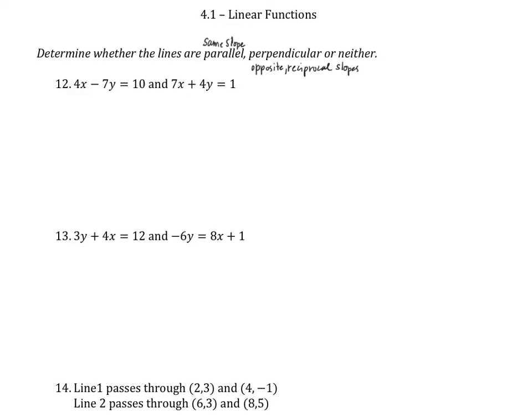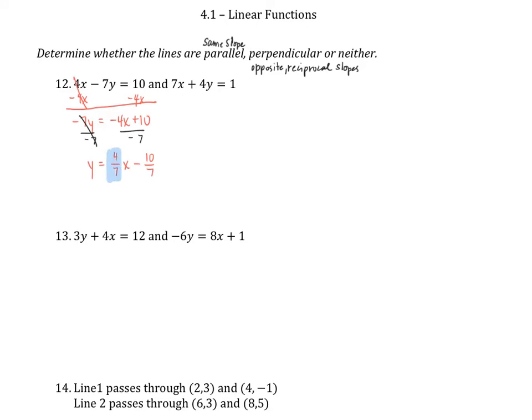So for this first equation, we're going to start by subtracting the x from both sides. So our goal is to get the y by itself. So we have negative 7y is equal to negative 4x plus 10. Divide by negative 7. So y is equal to 4/7 x minus 10/7. So here the slope is 4/7.